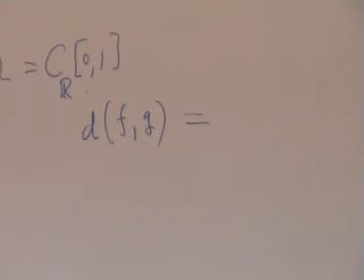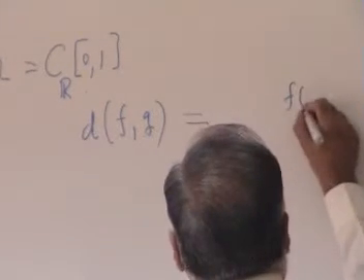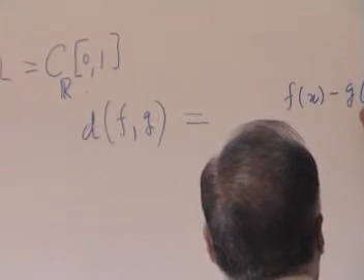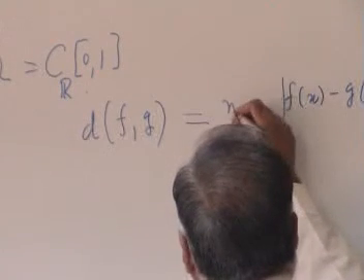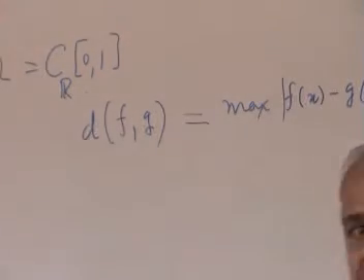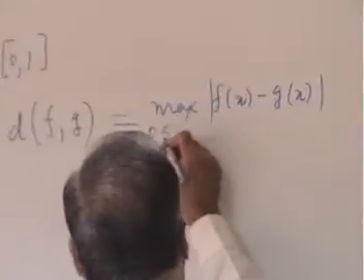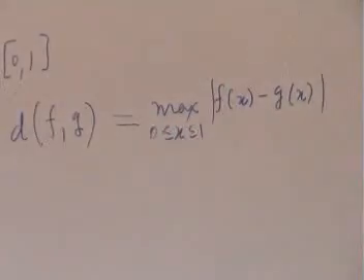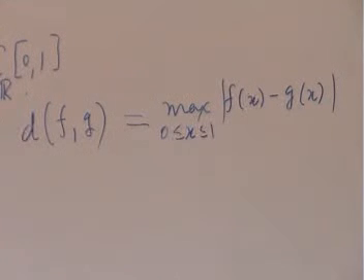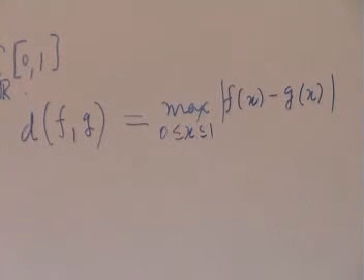When you had coordinates, we looked at the difference in the coordinates and then we looked at the maximum. Now exactly the same way we look at the difference in the values of the two functions, and that will be again a continuous function, therefore it will have a maximum, and we look at that maximum as x varies over [0, 1]. That is defined to be the distance between these two functions.